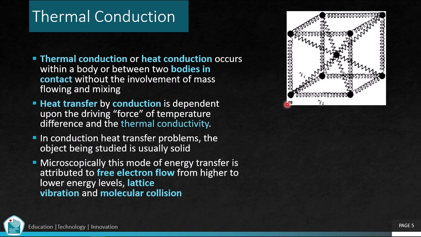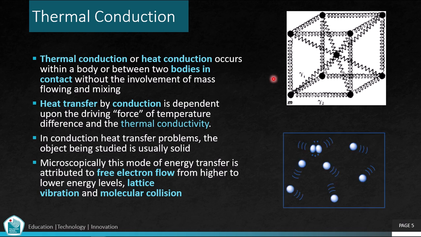So this is an example of lattice vibration. The lattice can be assumed to be a spring, so the molecules can vibrate. And this is an example of molecular collision. Since there is a vibration, if the molecules are near to each other, they might collide with the neighboring atom or neighboring molecule.